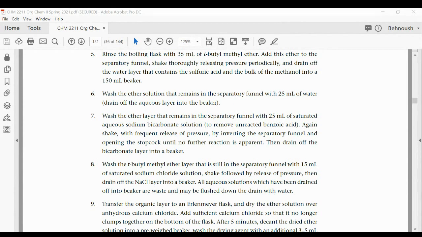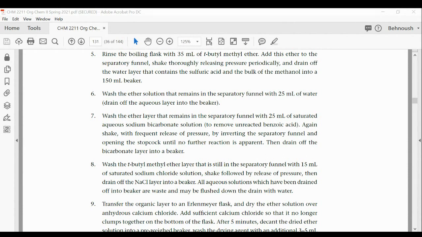Then you are going to heat up the sample. When you heat up the sample, you remove the ether. What is left is going to be the ester, methyl benzoate. Methyl benzoate is an ester.